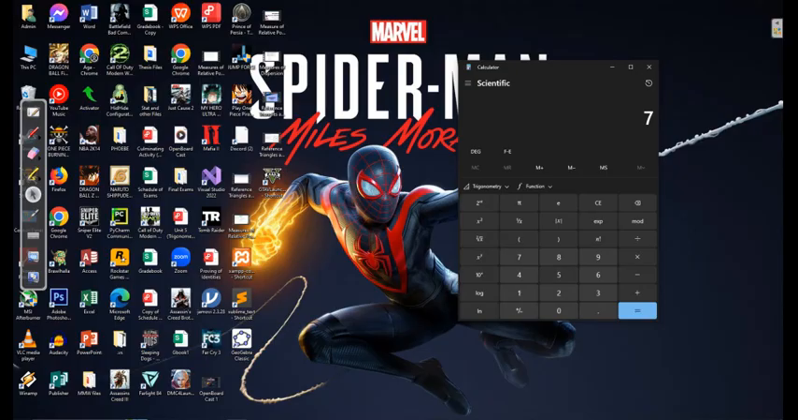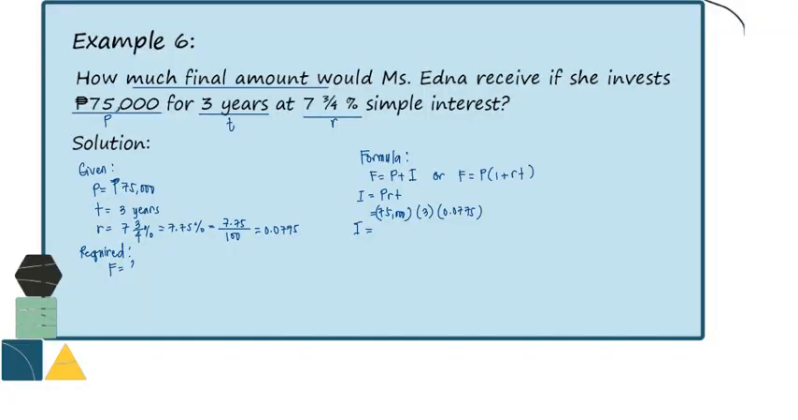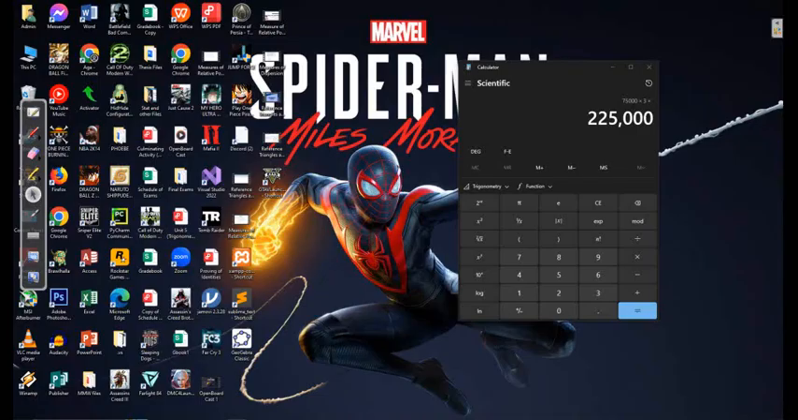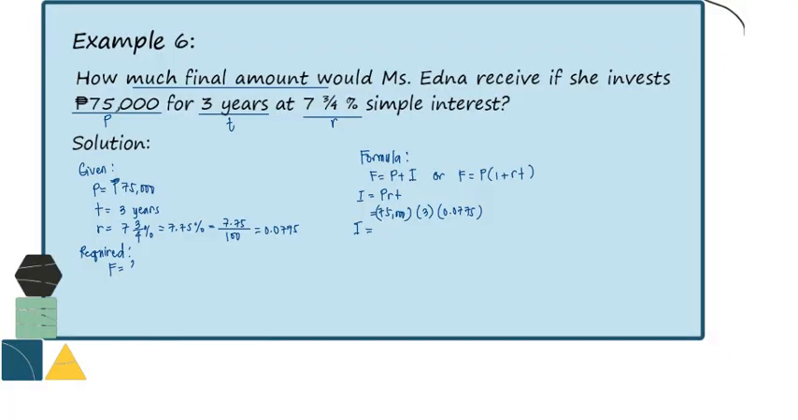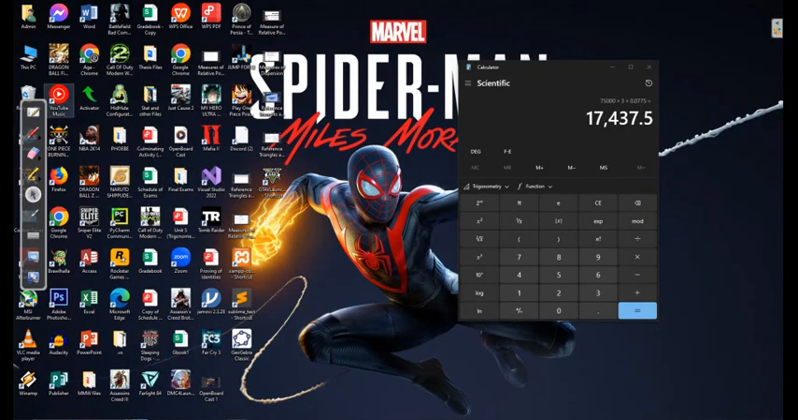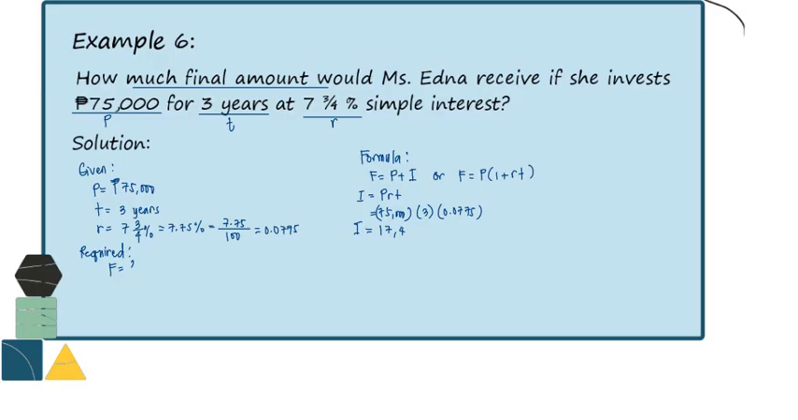75,000 pesos times 3 times 0.0775. So, how much is that? That is 17,437.5. So, our interest is 17,437.5 pesos.